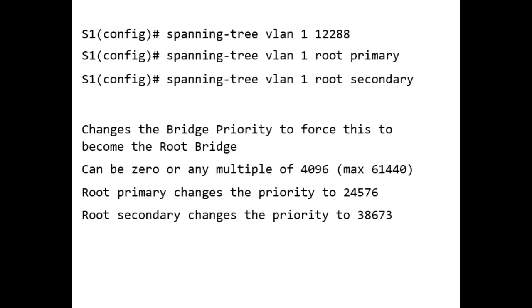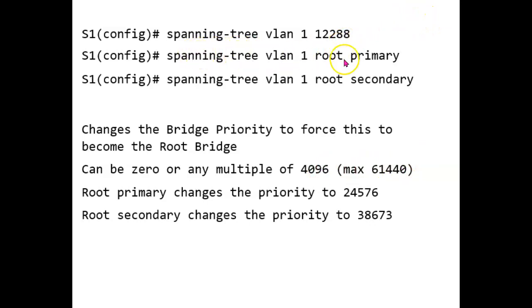In order to change the priority, I have 3 commands at my disposal here. These are all in global config mode. So the first one is spanning tree, and then the VLAN that I'm interested in, VLAN 1, 12288. Now I'm making up this 12288. It can be any number from 0 to 61440 in increments of 4096.